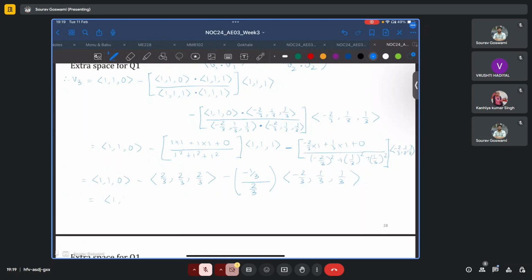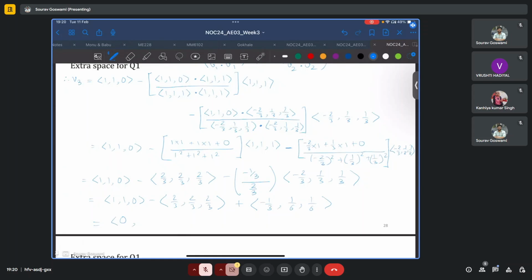So this is (1, 1, 0) minus (2 third, 2 third, 2 third) plus minus half times, sorry, I will take the negative out, so half times minus 2 by 3 is 1 third, half times 1 by 3 is 1 sixth and 1 sixth. And if we add this up, 1 minus 2 by 3 is 1 by 3 minus 1 by 3 is 0.